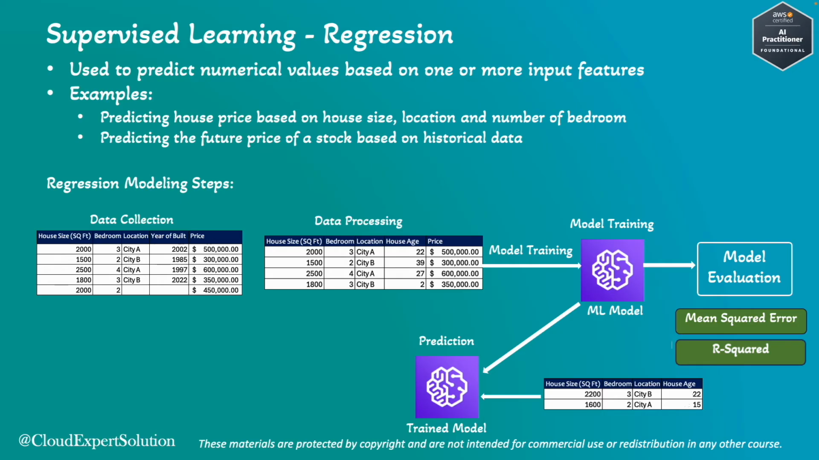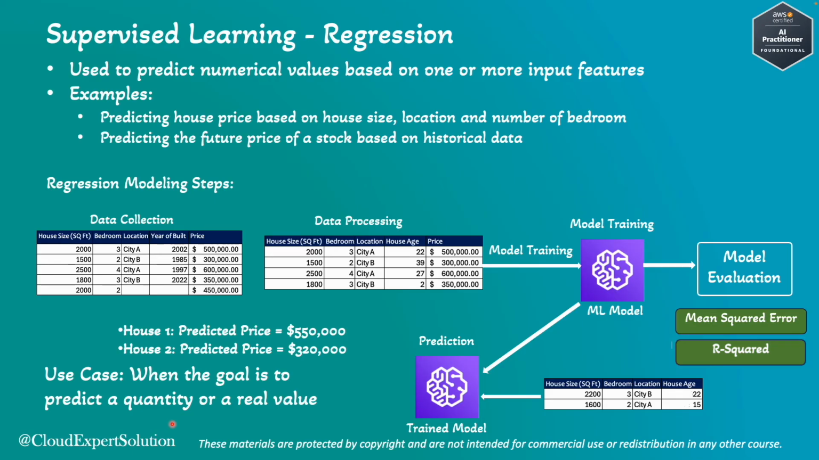The next and final step is prediction, where you use the trained model to predict outcomes of new data. For our example, we have taken two records that we want to predict. Here we have the house size, number of bedrooms, city, and the house age. Now based on that, the model will predict that house 1 price is around 550K and house 2 price is around 320K.